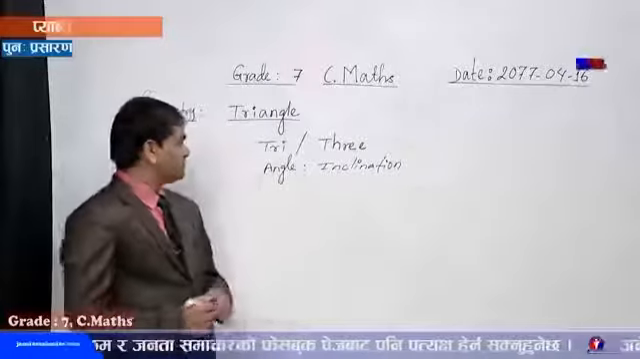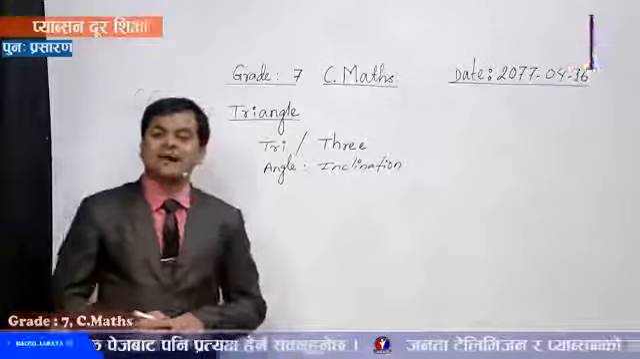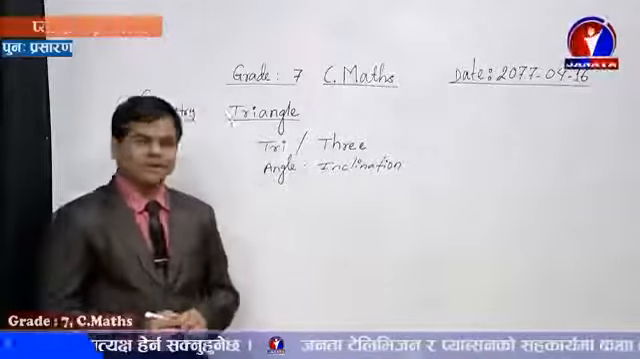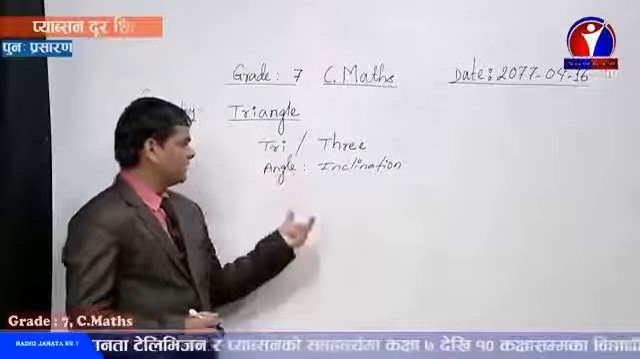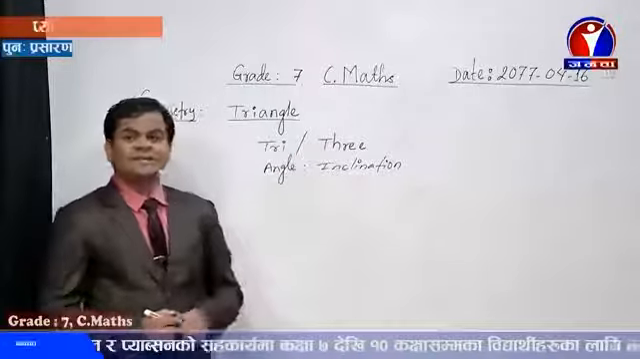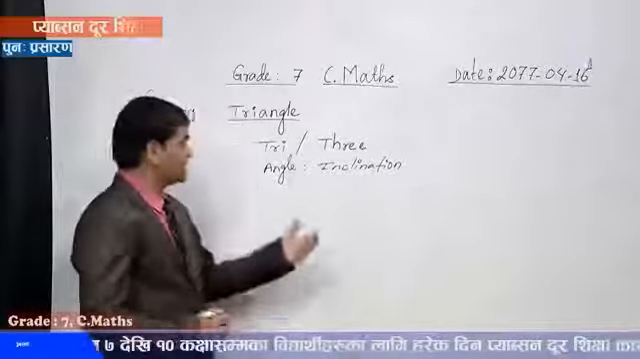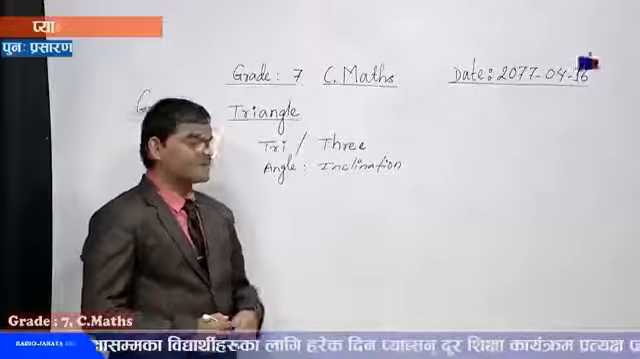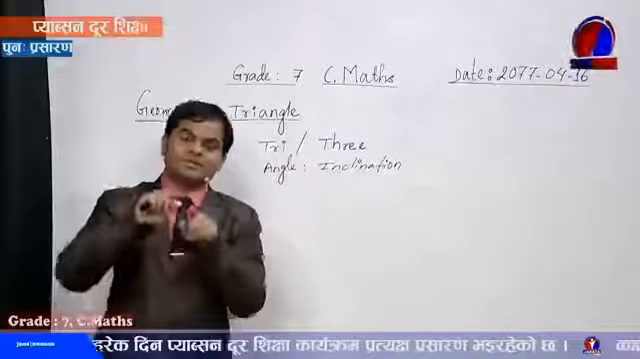And dear student, in case of the triangle, the word is derived from two Greek words. One is tri and then angle. Tri means three, tri represents three in English, and then angle represents the inclination in between two adjacent sides.